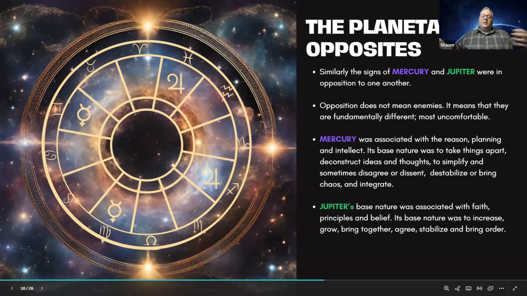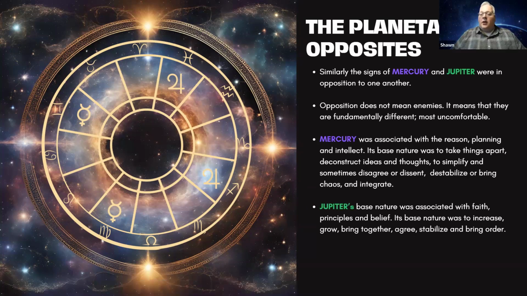Jupiter is the opposite. Jupiter loves to accumulate. Jupiter loves to grow. It loves to agree. It loves to make things stable and coherent and to bring order. So this is perhaps one of the planetary contrarieties that is harder for people to understand. It's why I'm spending a little bit more time to try and illuminate a little bit of the differences between Mercury and Jupiter, but they were fundamentally uncomfortable in each other's worlds and signs.